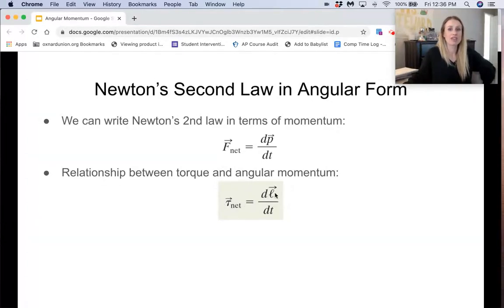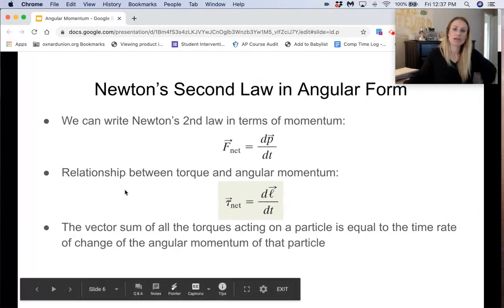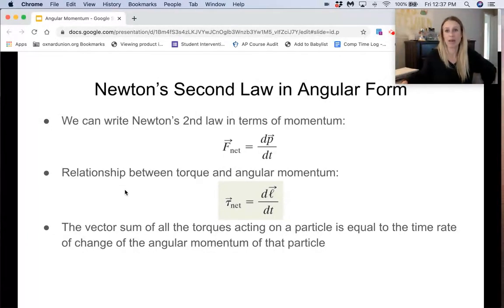So it's going to be the change in angular momentum over change in time. And this makes sense, right? We learned about how a force during a certain period of time will equal a change in momentum when we talked about impulse in our linear section. So here, this is the same thing. We can get an impulse type thing from a torque over a certain period of time in order to get a change in angular momentum. So to change angular momentum, there has to be a torque, is basically what I'm saying. So the vector sum of all the torques acting on a particle is equal to the time rate of change of the angular momentum of that particle.